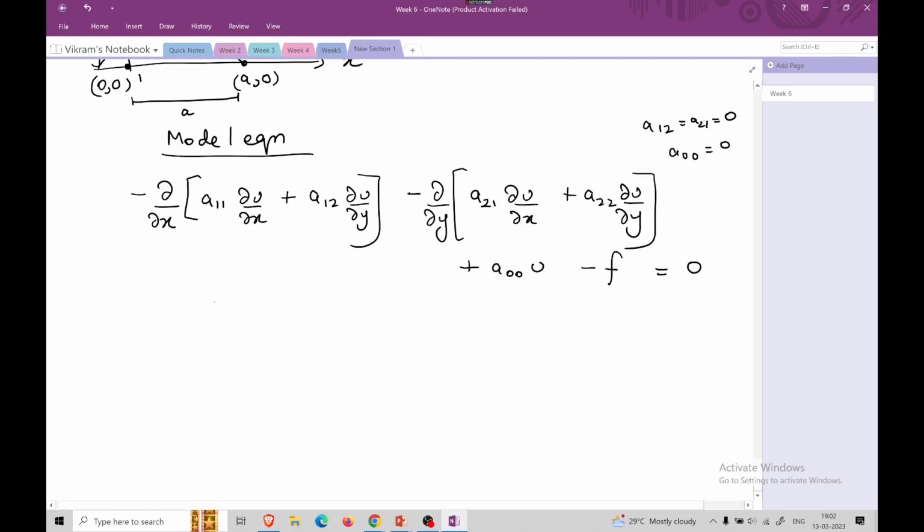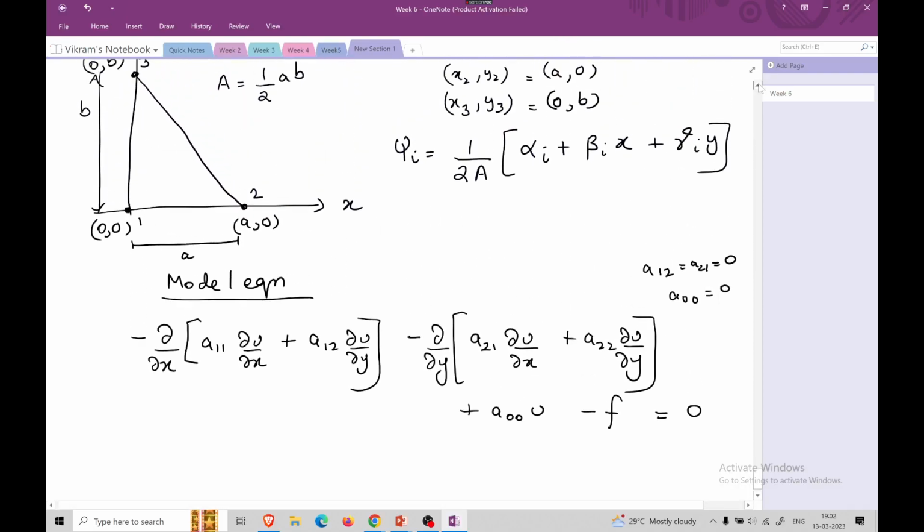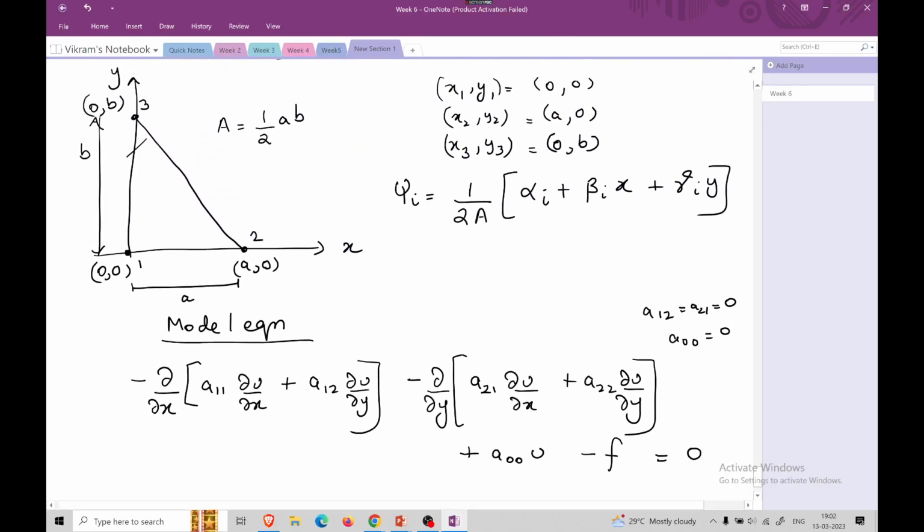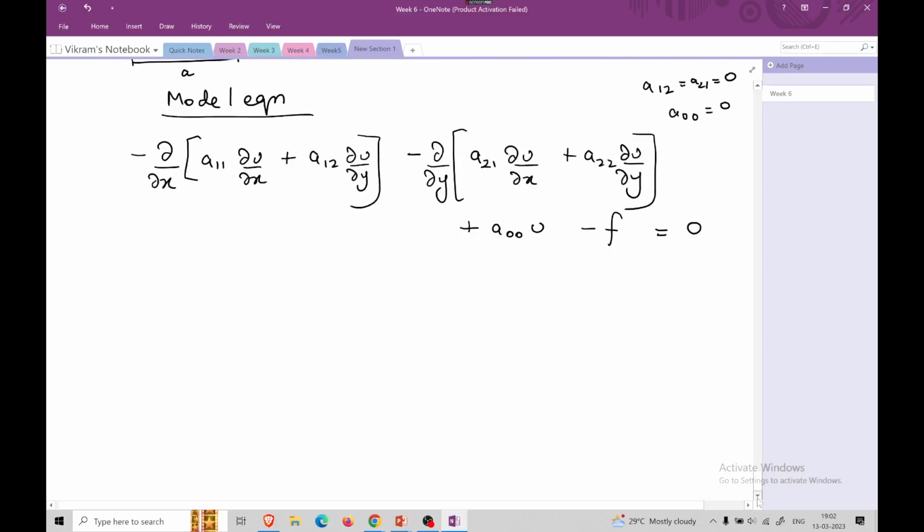So first step is, I have the domain and I have the element also. So the domain is already discretized, which means that this is my discretization. I have a single element, linear triangular element. So this is my domain. The second step is, I have to perform a weighted residual integral.